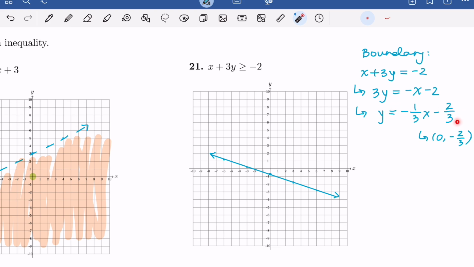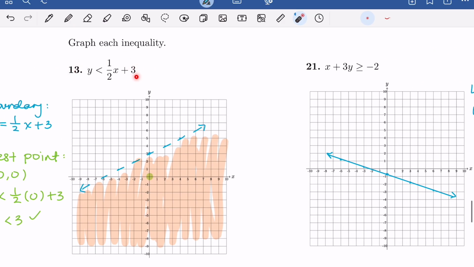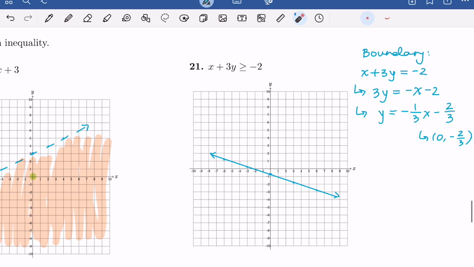Looking at this inequality, it's maybe not obvious right away which region you're going to shade. At least it wasn't as obvious as the last example. So in this case, we definitely want to pick a test point. So let's pick a test point on this side. Let's pick 0, negative 2. That's fairly easy.